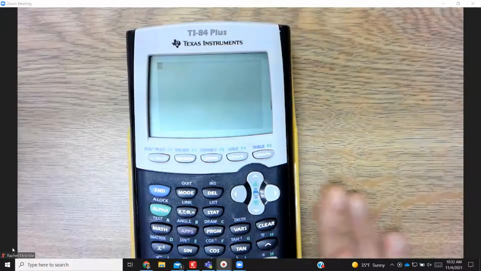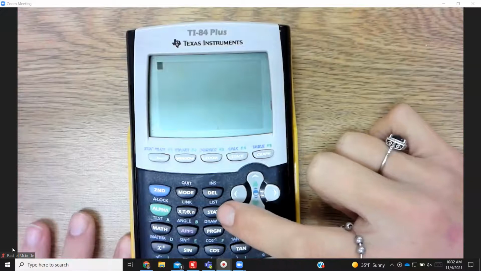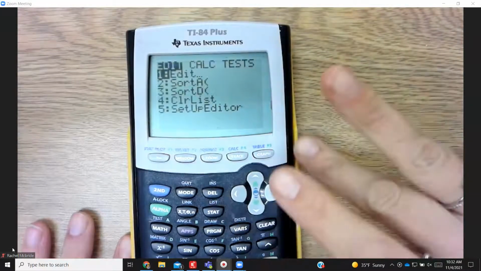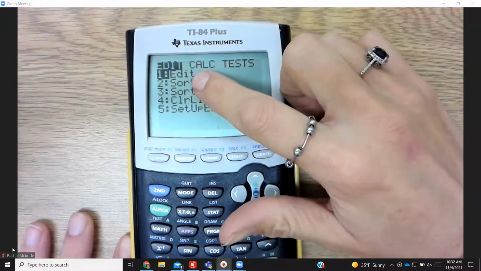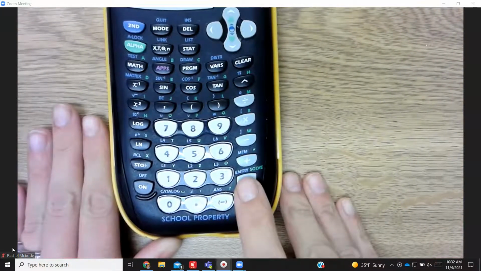All right, so once you have your clear blank page, you're going to hit the word stat. Then you are going to go to edit. So in order to get to edit, you hit the enter button down here.